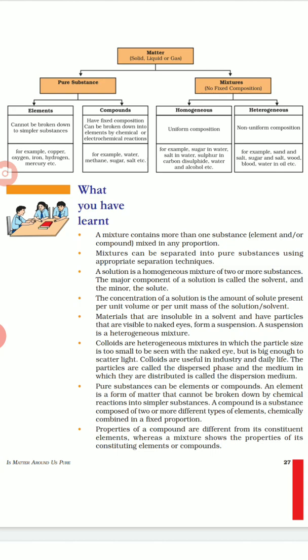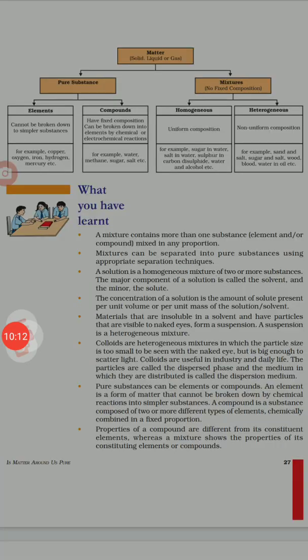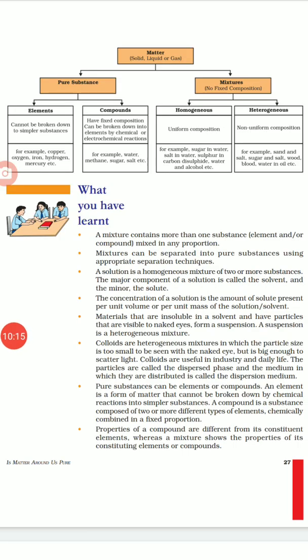So pure substance is clear. In a mixture there is no fixed composition, so they are of 2 types: homogeneous and heterogeneous. Homogeneous has uniform composition, and heterogeneous has non-uniform composition. For example, in homogeneous you can get sugar in water, salt in water, sulfur in carbon disulfide, and in heterogeneous you can get sand and salt, sugar and salt, food, blood, water in oil, etc.